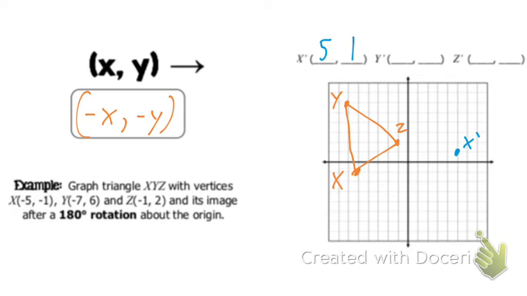Okay. Y is negative 7 comma 6. What is y prime? Positive 6, negative 7. Nope. 7, negative 6. You don't switch spots, but they both become the opposite signs. Z is negative 1 comma 2. What is z prime? 1, negative 2. You just switch the signs.